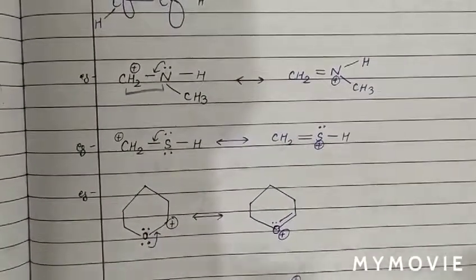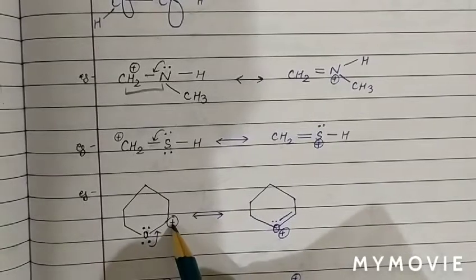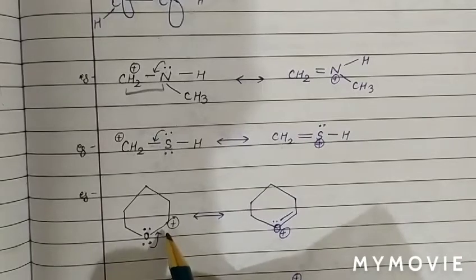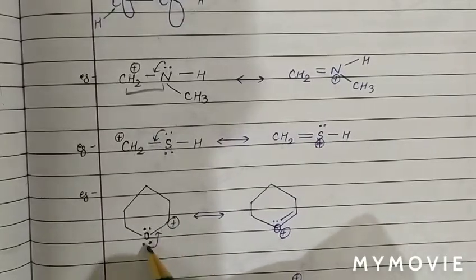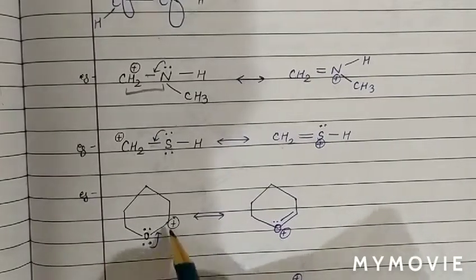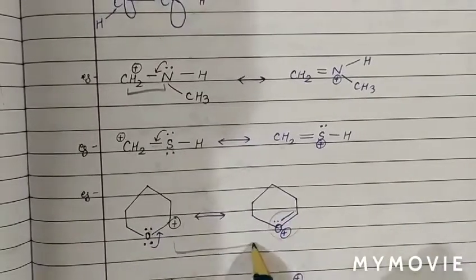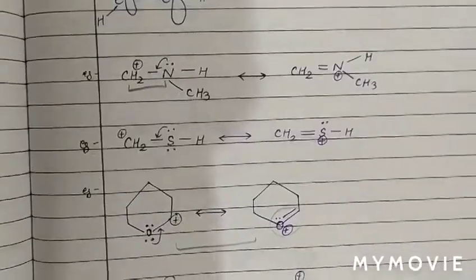See, in this case we can also see there is a positive charge on carbon, then a single bond, and there is a lone pair. So the positive charge is separated by a single bond and then a lone pair. So there is also resonance in between them. So this is the resonating form. So these two forms are the resonating structures.